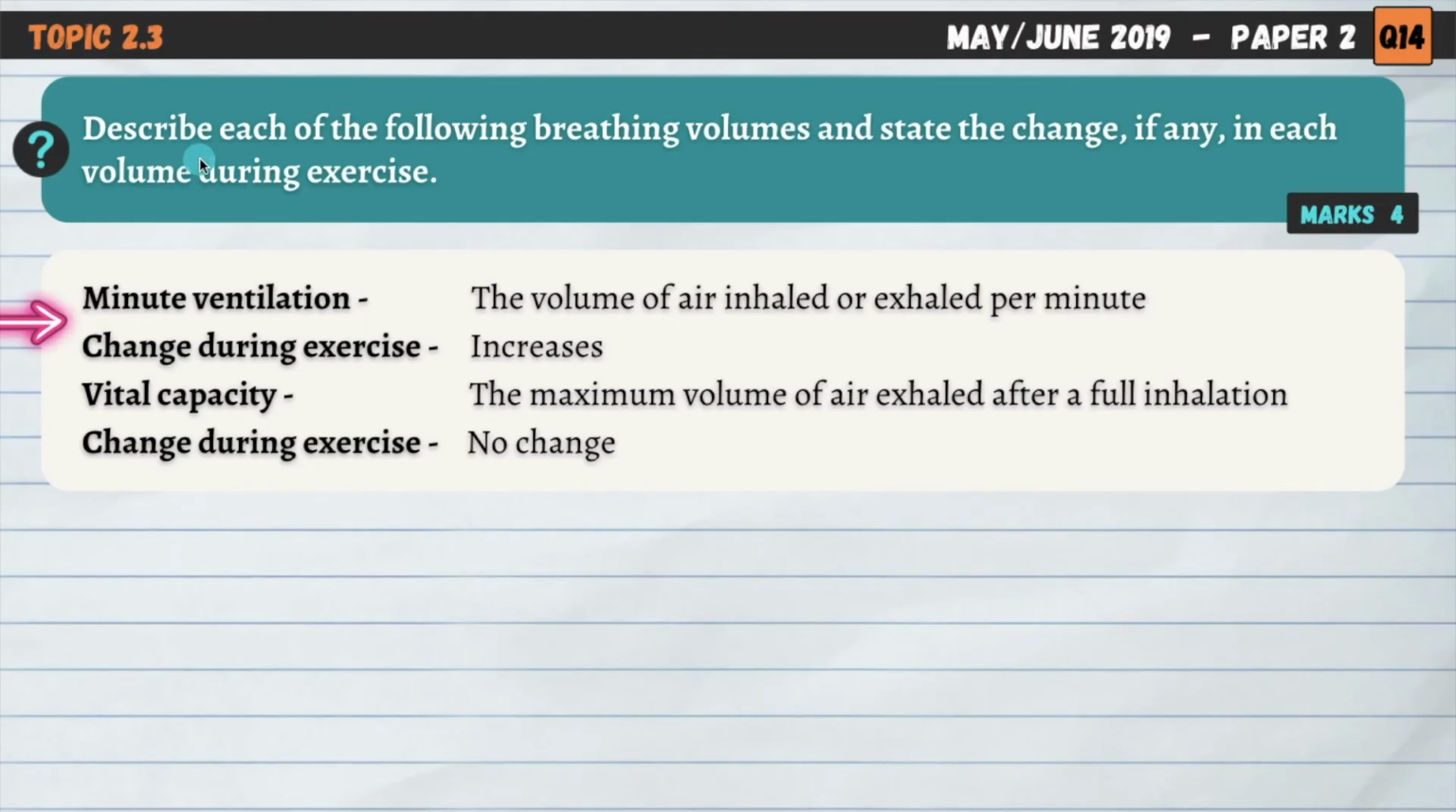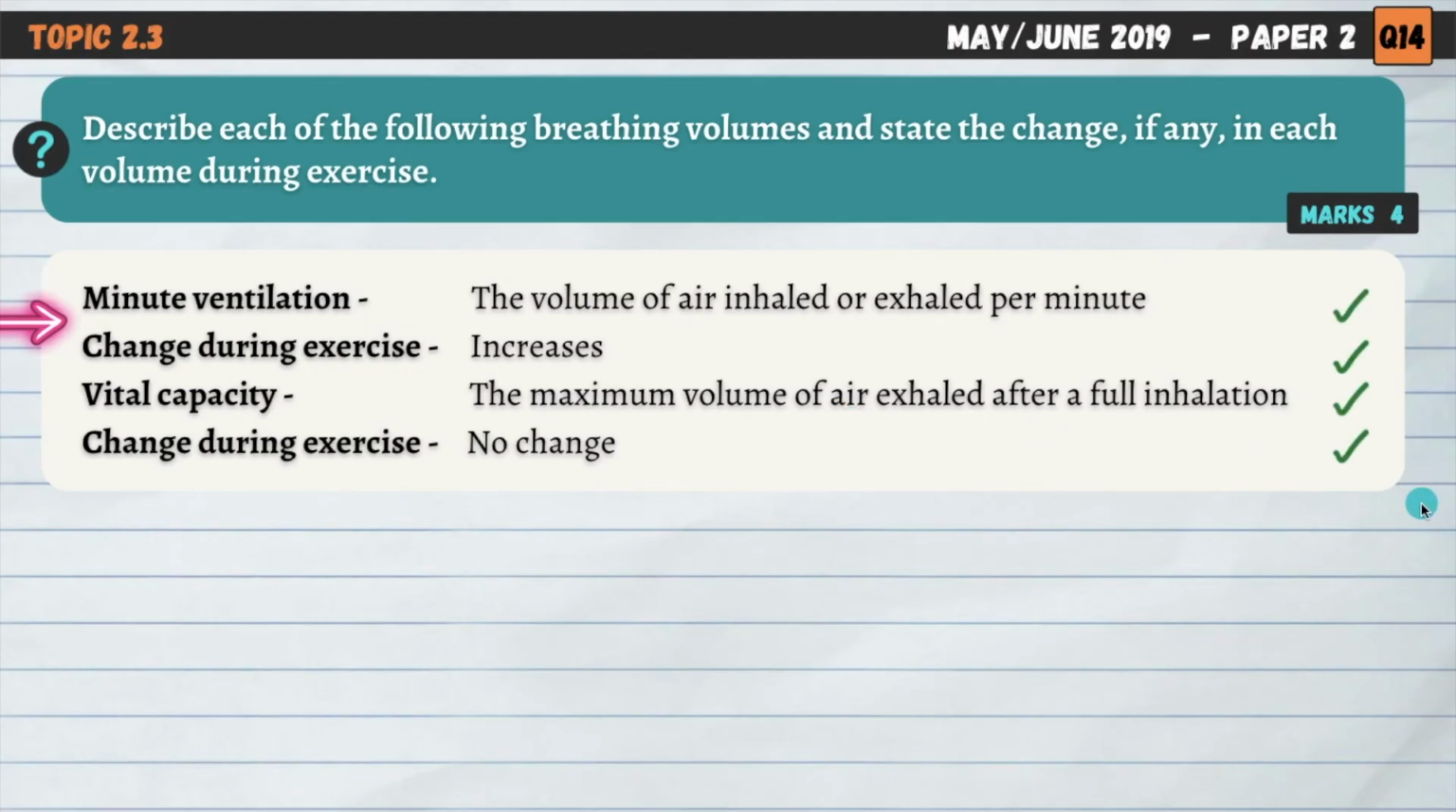And then what happens during exercise? Well, the minute ventilation goes up, due to the fact that we're breathing faster and we're taking deeper breaths. Okay, second one, vital capacity, the maximum volume of air exhaled after a full inhalation or in-breath. So we breathe in as deeply as we can, and then we breathe out as much as we can. The volume that we breathe out is vital capacity, and that one doesn't change during exercise.